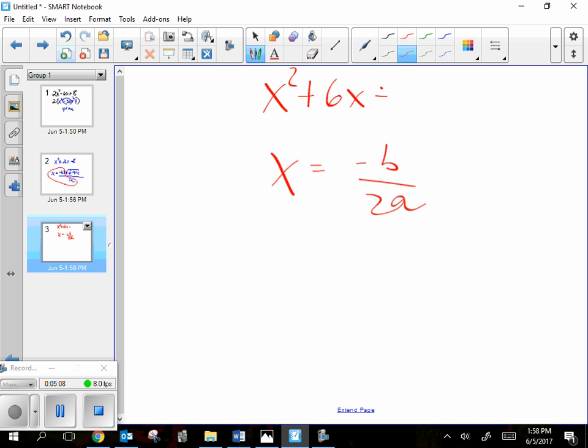Let's make it -1. Just use that formula to tell me the vertex of this thing. You can't factor it. Just find me the vertex. Negative b over 2a. I'll pause where you give that.